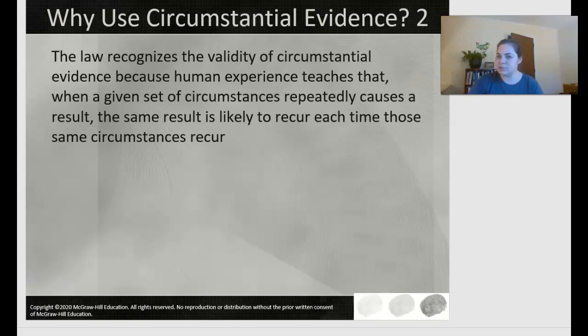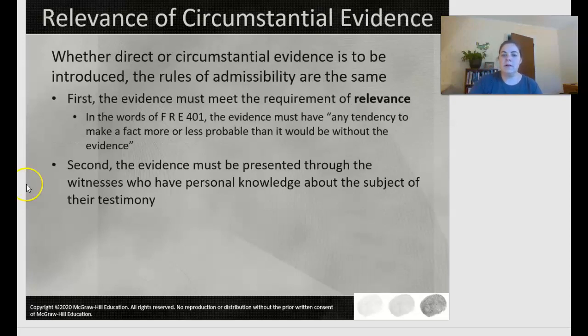And we use circumstantial evidence because it just fits in with human nature and the way our brains work and process things. Our experience teaches us that when we have the same set of circumstances occur over and over again, the result is likely the same. Further, circumstantial evidence is perfectly acceptable to use, and it has to meet the same standards for admissibility as direct evidence. It needs to be relevant, and it still has to be presented from a witness who has personal knowledge about the topic of their testimony.